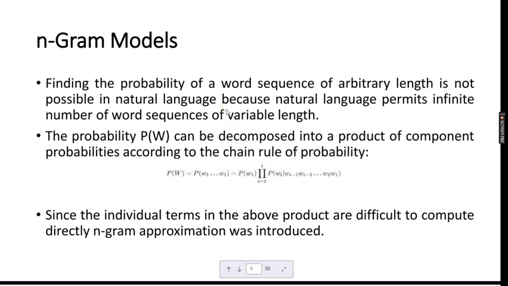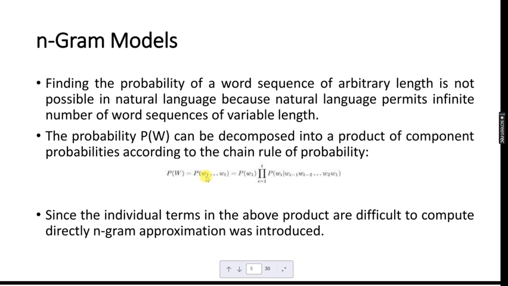Within this, one of the models is called the n-gram model. The n-gram model gives the probability of a word sequence of arbitrary length. This is actually not possible in natural language, because natural language gives an infinite number of word sequences of variable lengths, so the probability may not be computable directly. So consider the probability P of W, the probability of predicting a word W.